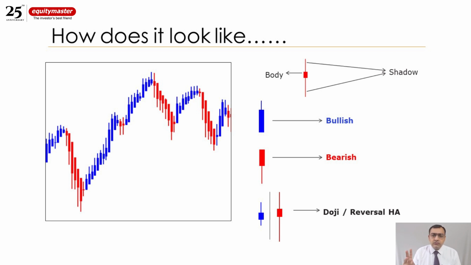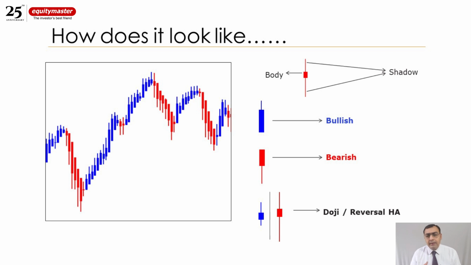And the third candle is known as the doji, which has the upper shadow over the high and a lower shadow towards the low. So the body is within that range. So three candles you have to watch: bullish, bearish, and doji.